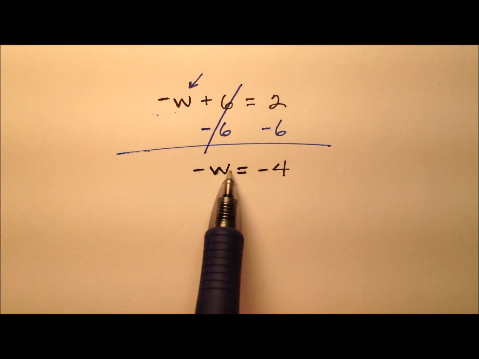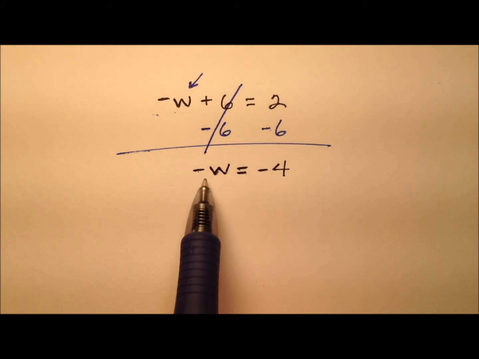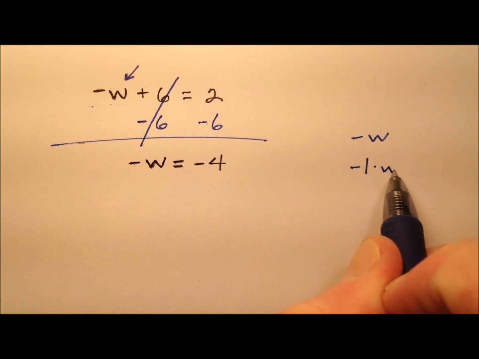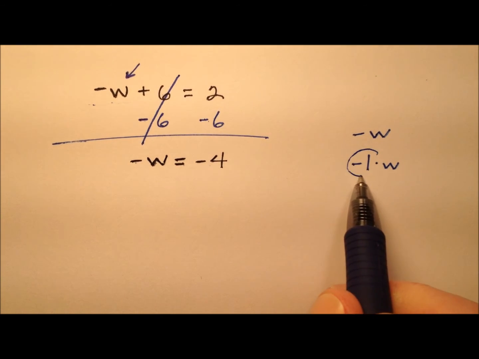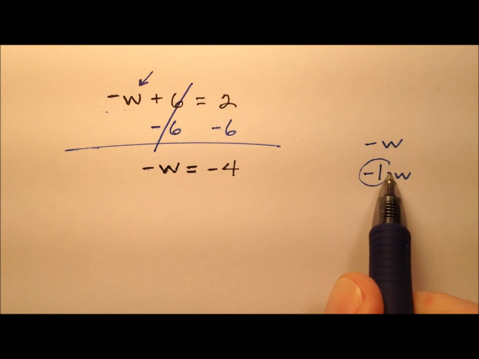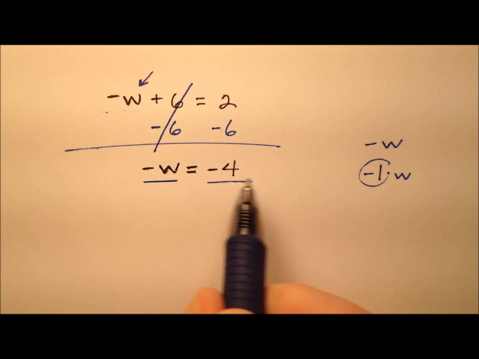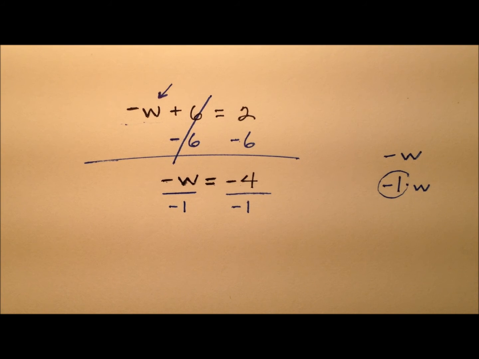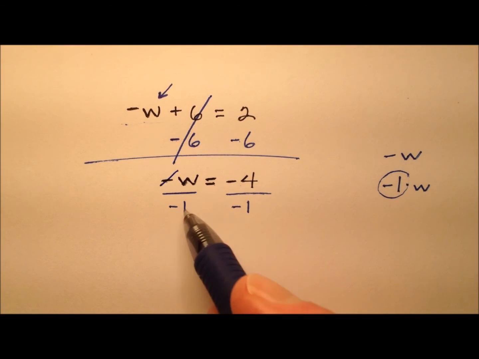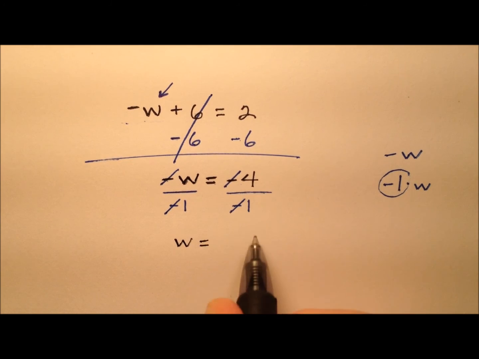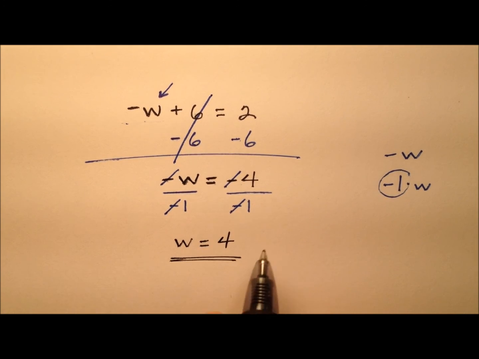We have negative w equals negative 4. So remember, this negative w is really the same as negative 1 times w. So you'll see this coefficient of negative 1 right here. So what we need to do to get this w all by itself is the opposite of multiplying by negative 1, which will be dividing by negative 1, because division and multiplication are, of course, inverse operations. So when we do that, you'll see the negatives here cancel. Also, the negatives on the right side will cancel as well. So it looks like w on the left side will equal 4 divided by 1, which is 4.